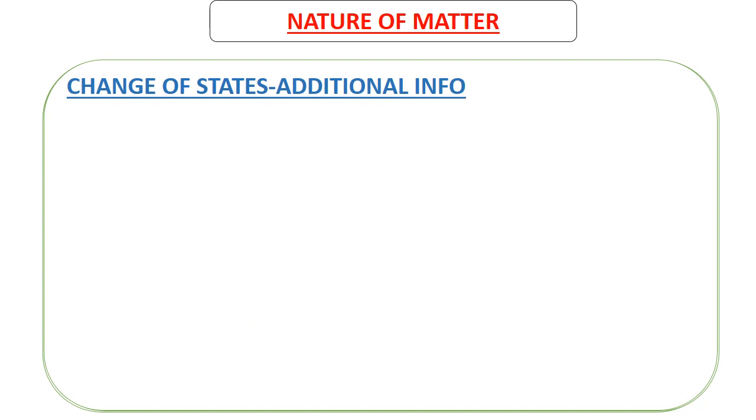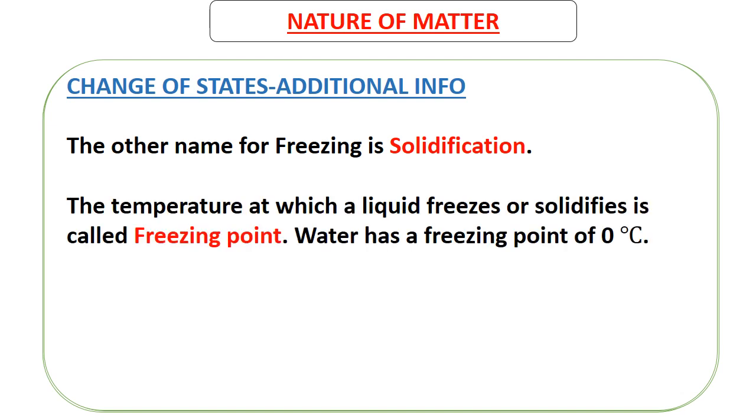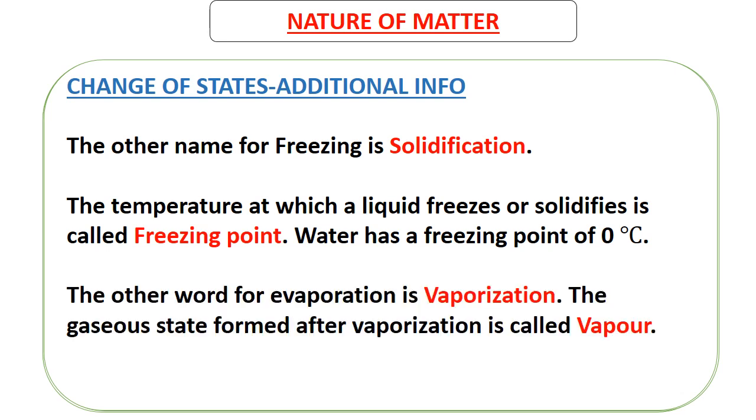So this is the additional information on the changes of state. The other name for freezing is solidification. If you are freezing something, you are solidifying. These are just terminology used in chemistry, so that when you are studying and you find the word solidification, you shouldn't get confused, just know that it is freezing. The temperature at which a liquid freezes or solidifies is called the freezing point. Water has a freezing point of 0 degrees Celsius. When the temperature reaches 0 degrees Celsius, water in its liquid state will turn into ice.